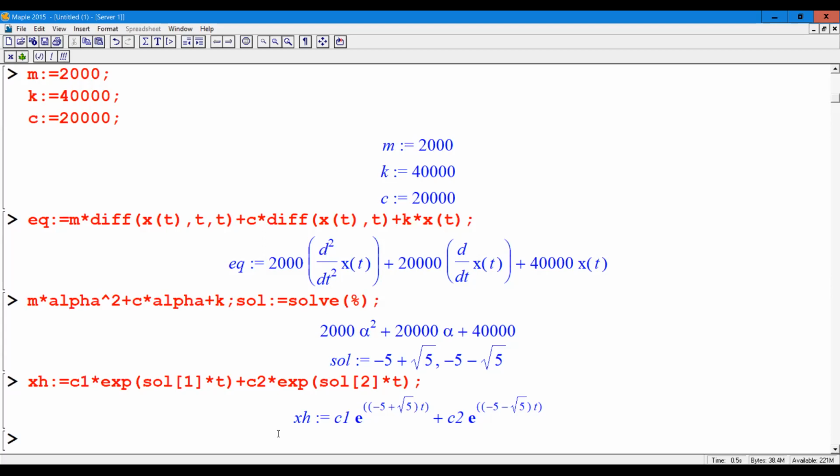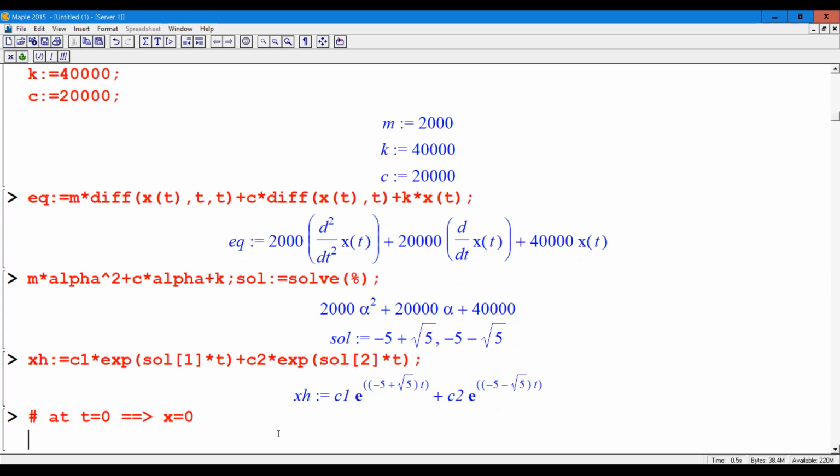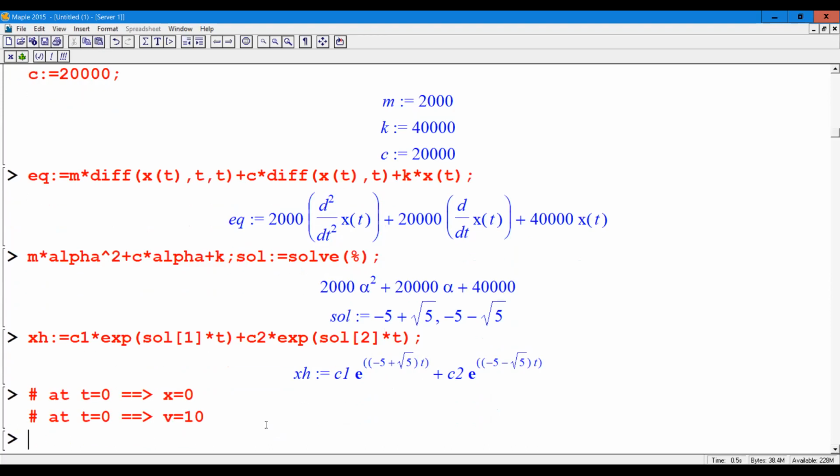We know the initial conditions, as I told you. At t equal to 0, x is equal to 0. And the second initial condition is that at t equal to 0, the velocity, or x dot, is equal to 10. So we need to use these two initial conditions.